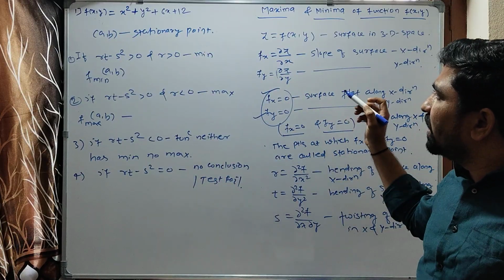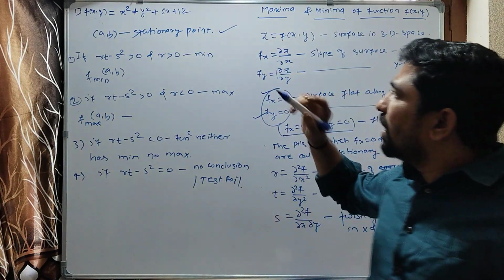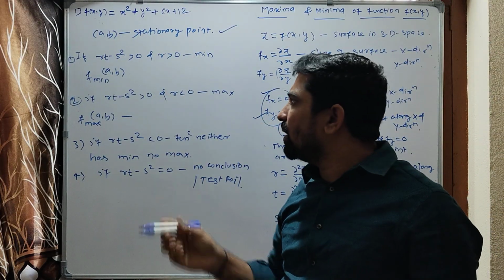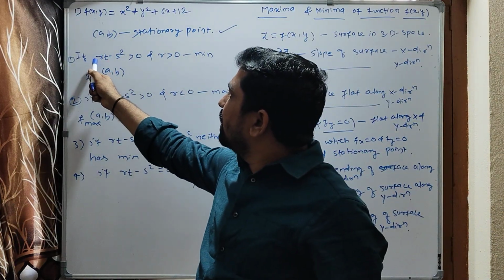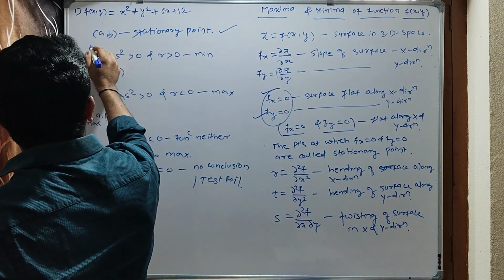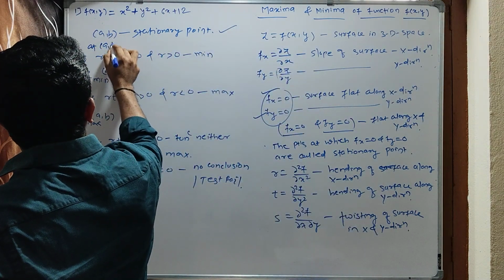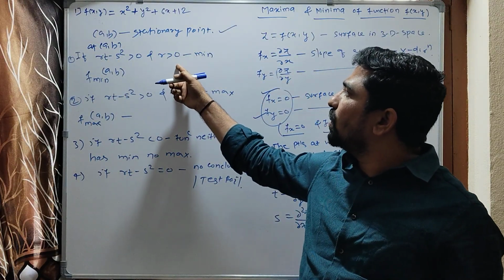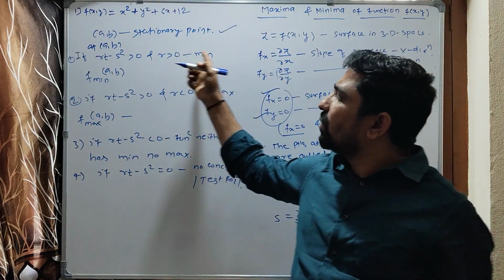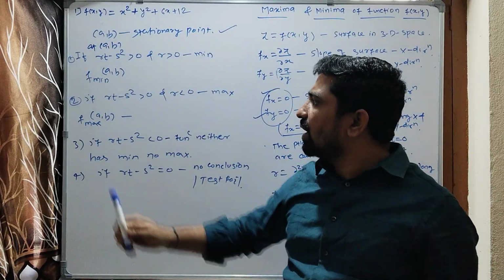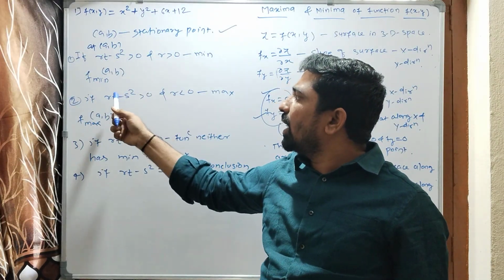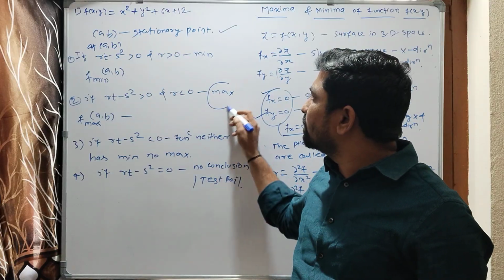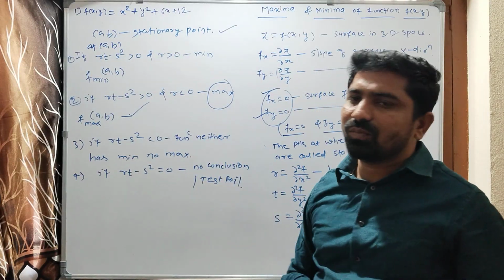That pair is called the stationary point, and we have to find the nature of your function at that stationary point. If at a comma b, rt minus s square is greater than 0 and r is greater than 0, then the function has minima with minimum value this. If rt minus s square is greater than 0 and r is less than 0, the function has maxima with maximum value this.